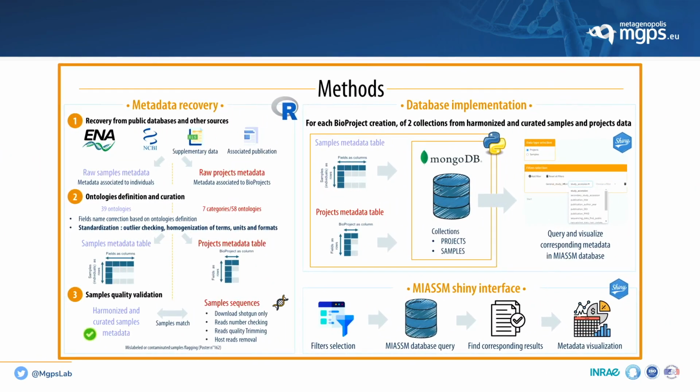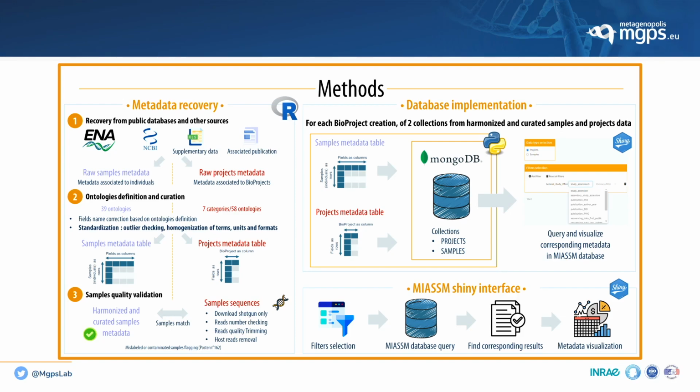Before implementing them into the database, we need to recover and standardize the metadata in 3 steps. The first one is the recovery of raw metadata from public databases, but also from supplementary data and the publication associated to the bioprojects, for both projects and their associated samples.